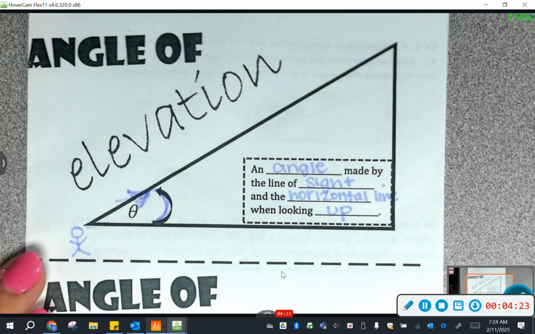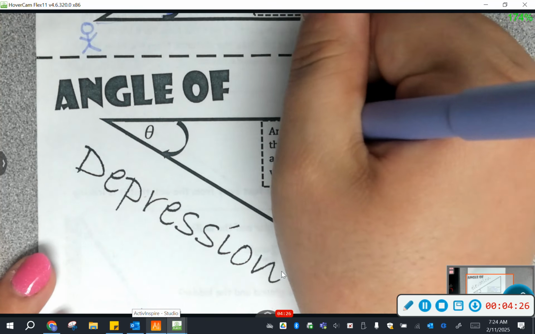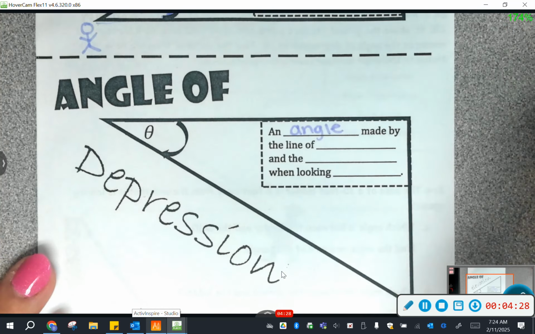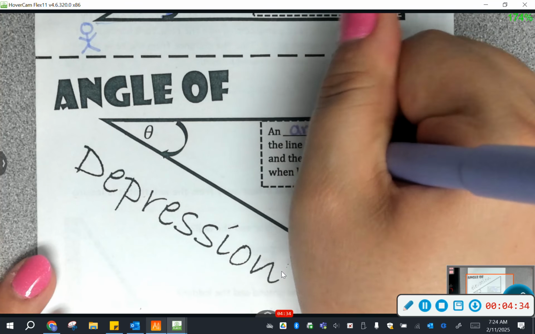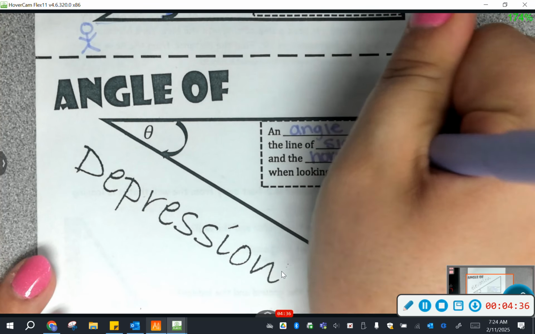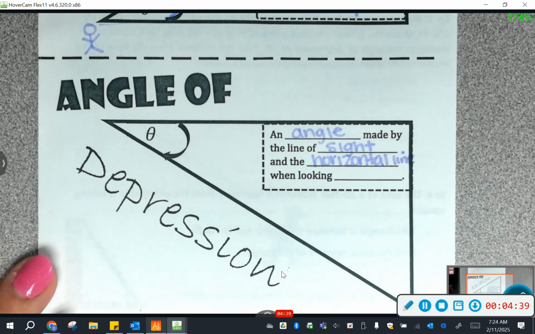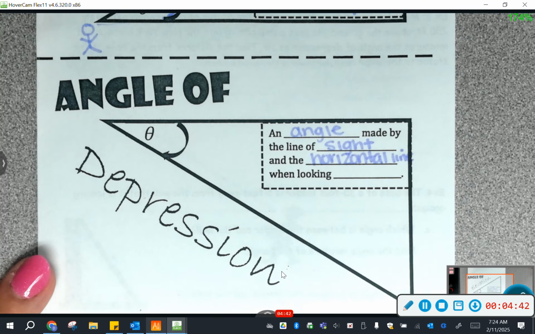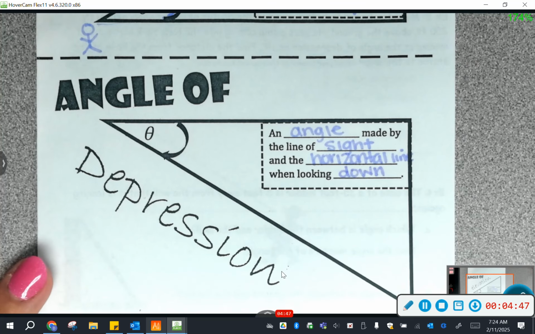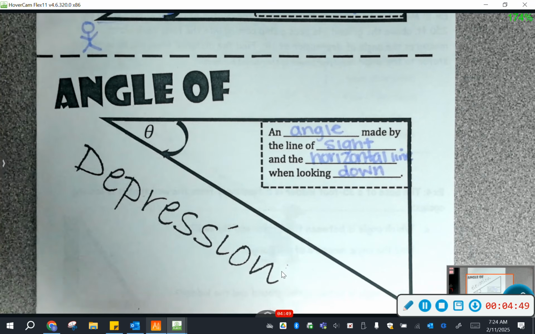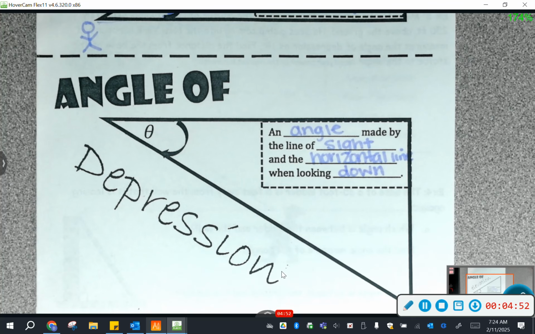An angle of depression is an angle made by the line of sight and the horizontal line. But if it's angle of depression, you are looking down. If you have an angle of depression, you're usually on some type of platform. You are on a cliff. You have to be not in the air, floating, but you have to be somewhere higher up to have an angle of depression.